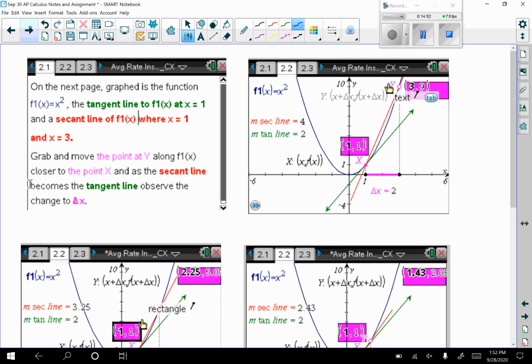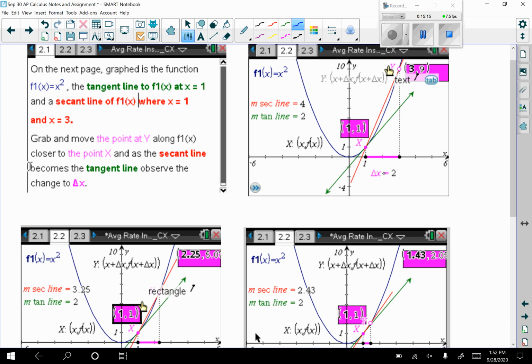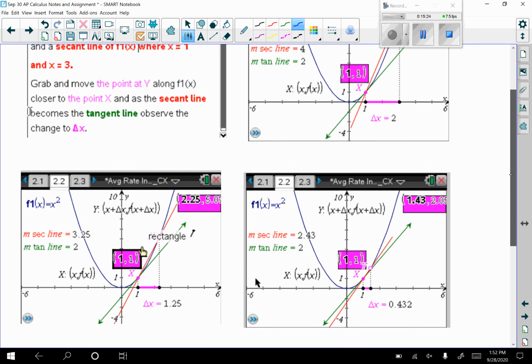Now what I have here, these next couple slides, it wasn't a separate Inspire doc. I'm just going to kind of go over these with you. Here we're looking just at the graph y equals x squared. So the tangent line to f of x at x equals 1 and a secant line are drawn in. The tangent line is what's in green, the secant line is what's in red. If I were to grab and move this, notice here my change in x is just 2. I'm going from 1 to 3. Notice the slope of the secant line here is 4, and the slope of the tangent line is 2.